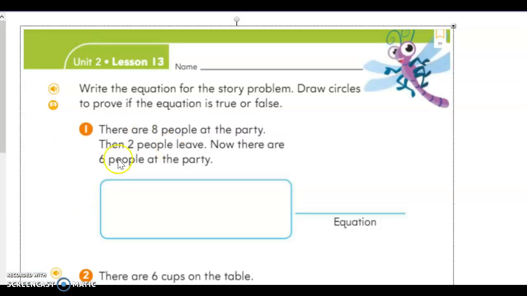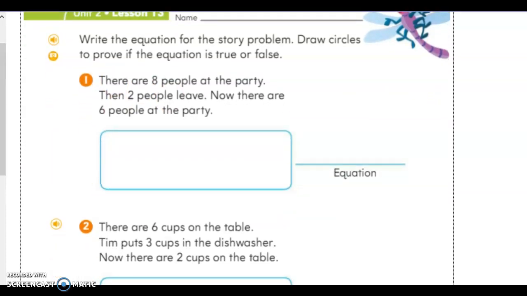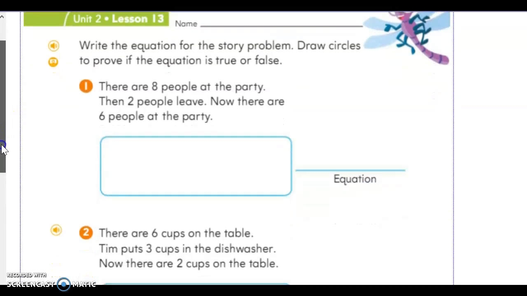All right, let's get to our workbook really quickly. I'm going to do some of these with you. You're going to do some of them by yourself, and then you're going to have a quick quiz and a fluency check. Please put your name on the top of your paper. Today we're going to write the equations for the story problems and draw circles to prove if the equation is true or false. For number 1, there are 8 people at the party.